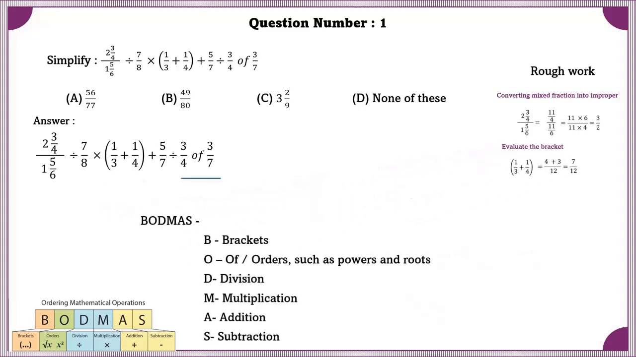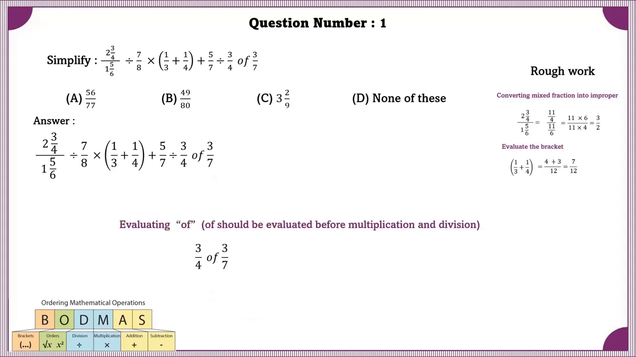Now that we have simplified the brackets, the next operation is of. Remember, of comes under orders in BODMAS. So, let's simplify it next. Evaluating of: 3 by 4 of 3 by 7 can be written as 3 by 4 into 3 by 7. Therefore, we get the value as 9 by 28.